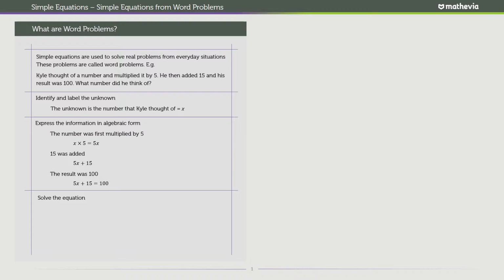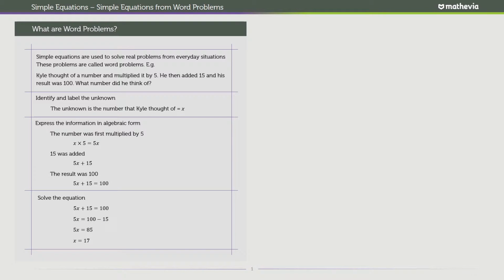So the next bit is we're just going to quite simply solve the equation. We have 5x plus 15 equals 100. We move 15 over to the right, and we have 5x equals 100 minus 15. 100 minus 15 is 85. So 5x equals 85. And now we're going to divide both sides by 5, and we have x as 17. So yes, the number that Kyle thought of, our unknown, is 17. And when you multiply 17 by 5 and then add 15 to the result, you would most definitely end up with 100.